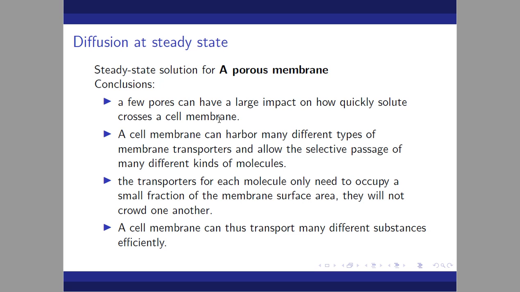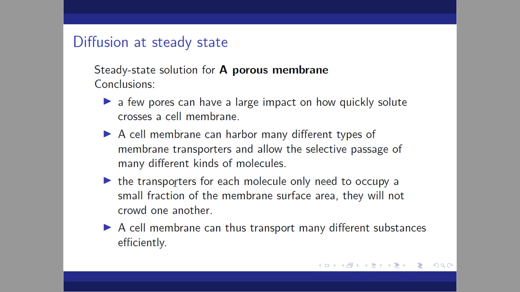For example, again the toll booths: there are special ones for lorries, for cars, for Touch 'n Go, for RFID, for Smart Tag. So they allow selective passage of different kinds of molecules. The transporter for each molecule only needs to occupy a small fraction of the membrane surface area. They will not crowd one another.